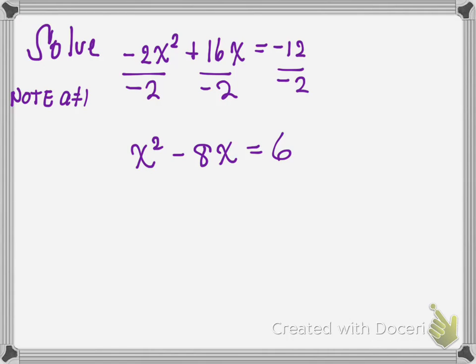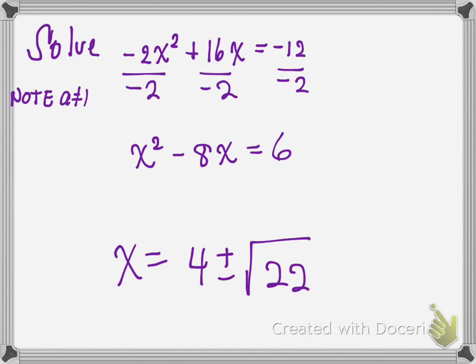Now my a equals 1, and I can continue with the steps. I am going to let you solve this one, and just note your final answer should be x equals 4 plus or minus the square root of 22.